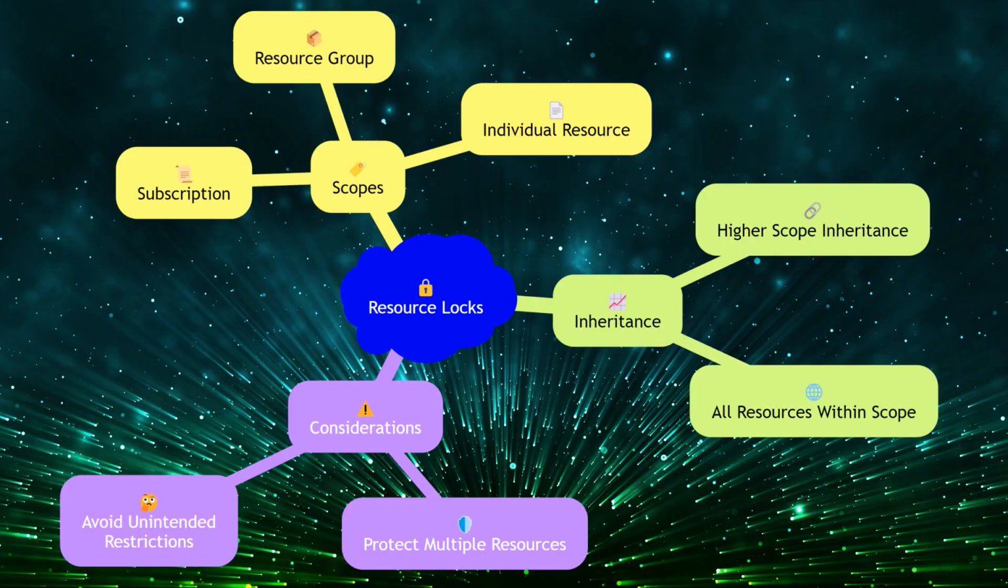Resource locks can be applied at different scopes, including subscription, resource group, and individual resource levels. Applying a lock at a higher scope, such as a subscription or resource group, will inherit the lock to all resources within that scope. This can be useful for protecting a large number of resources simultaneously, but it also requires careful consideration to avoid unintended restrictions.